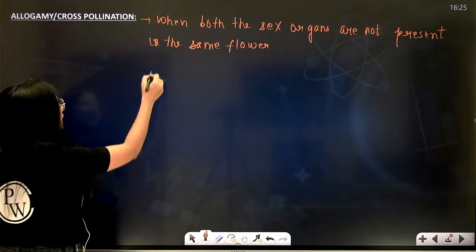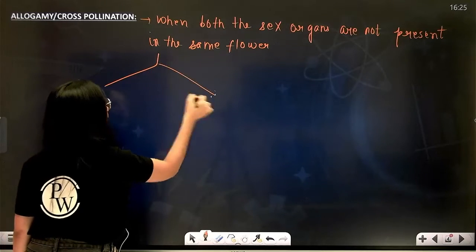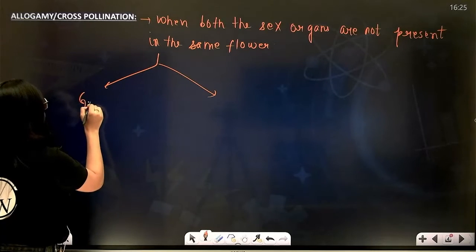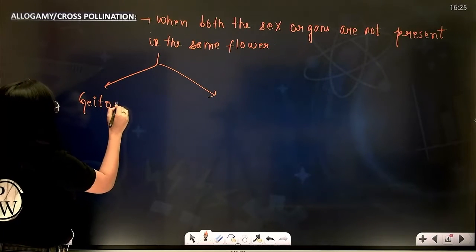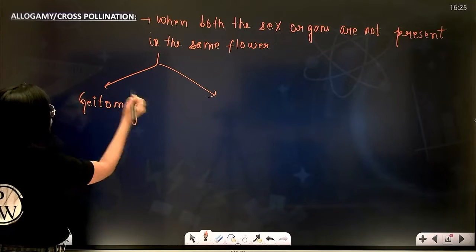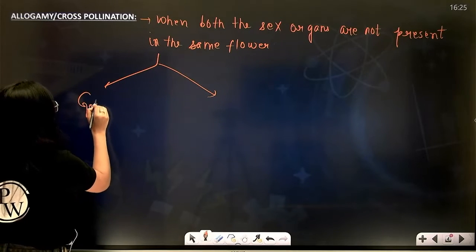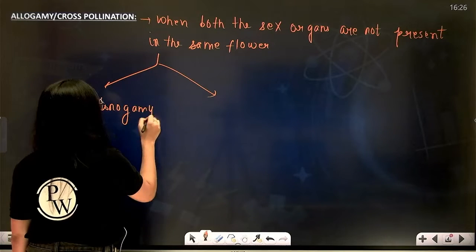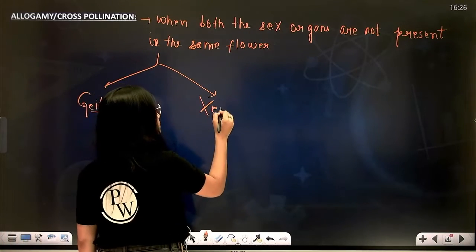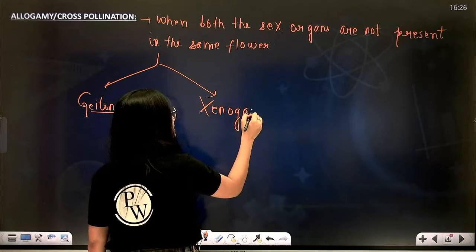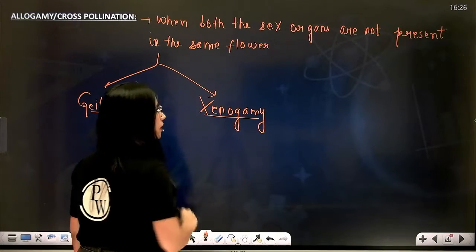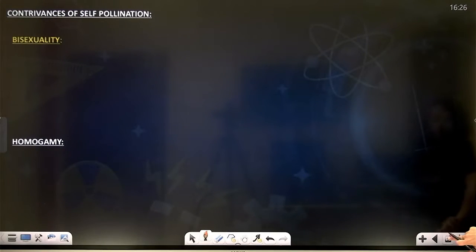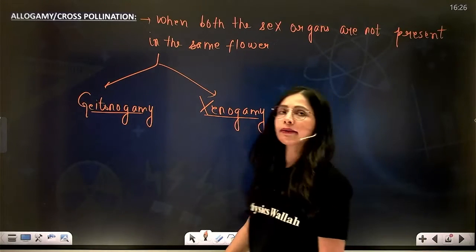Now, beta, this cross-pollination can be of 2 types. Number 1 is geitonogamy, and the second type of cross-pollination is xenogamy. So there are two types of cross-pollination, that is geitonogamy and xenogamy.